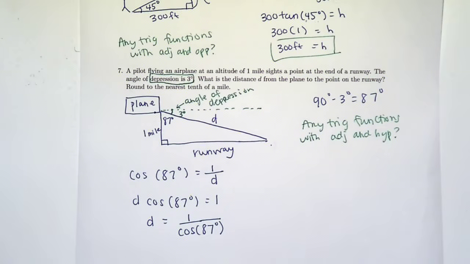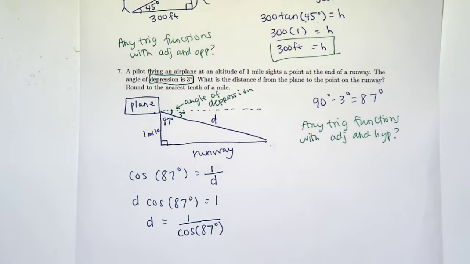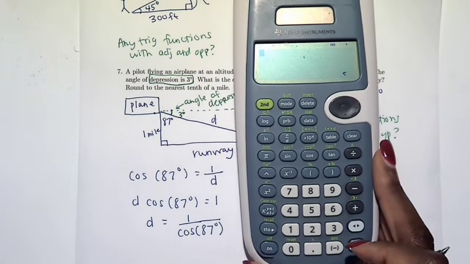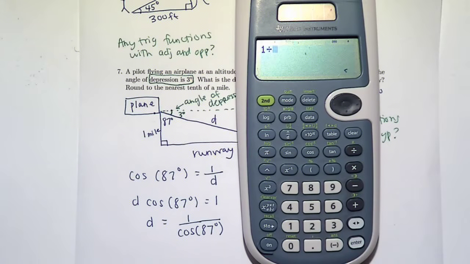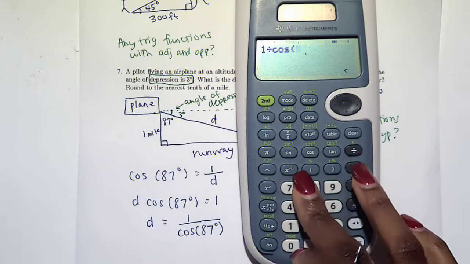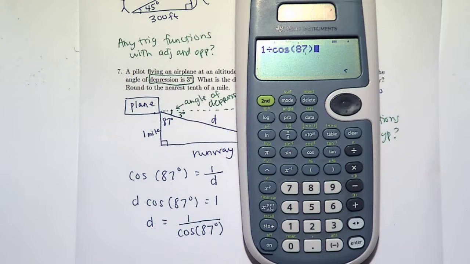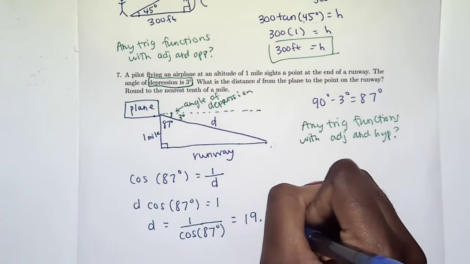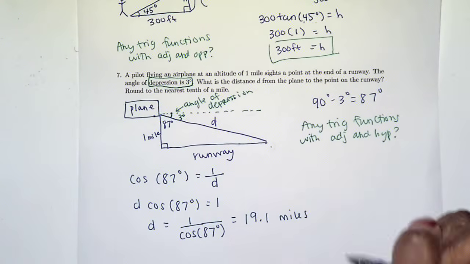All right, so 1 divided by cosine of 87 degrees. It says we want to round to the nearest tenth of a mile. So calculator, make sure your calculator is in degrees here. And we're going to do 1 divided by cosine of 87. All right, and I'm getting 19.1 miles.